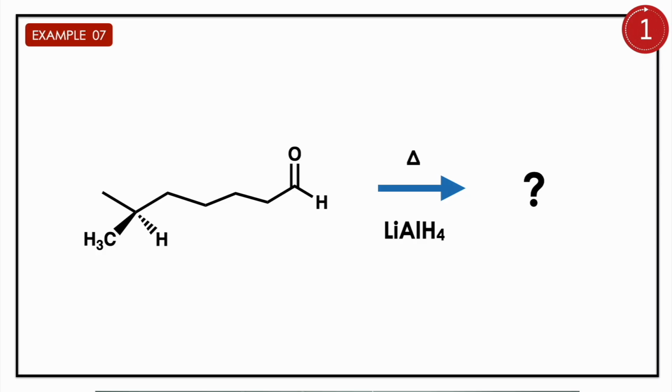Then the next example. Here you have an aldehyde, one side with hydrogen, another side a long chain alkyl group. It has 6 carbons. The sixth carbon is a chiral carbon, which has methyl above the plane and hydrogen below the plane. You are heating it up with lithium aluminum hydride. You should find what will be the final product.